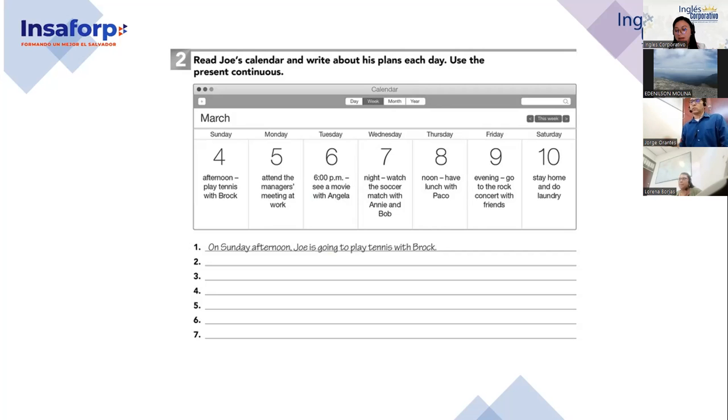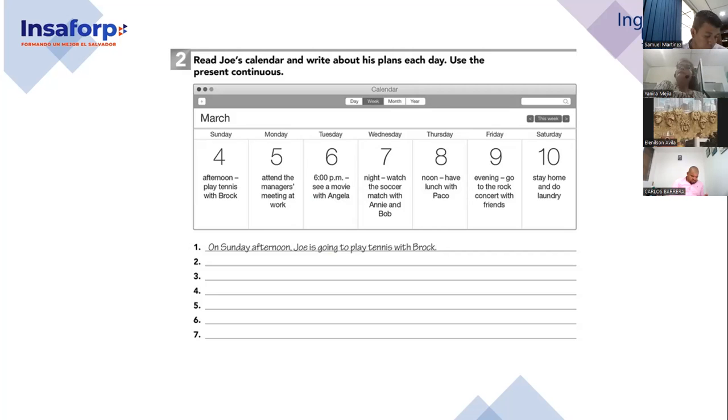Me falta Friday and Saturday. Friday and Saturday. Me, teacher. Go, please. On Friday evening, Joy is going to go to the rock concert with friends. Very good job. As you see, Gaby decidió usar el going to, no el presente continuo. Very good job. Next one. I'm still missing Saturday. Me falta el sábado. Saturday.